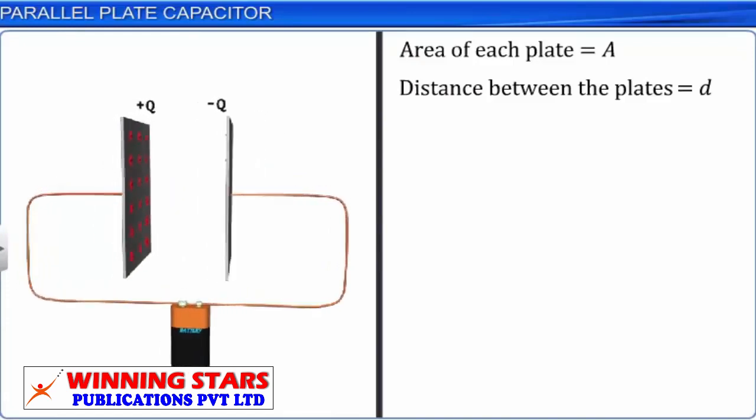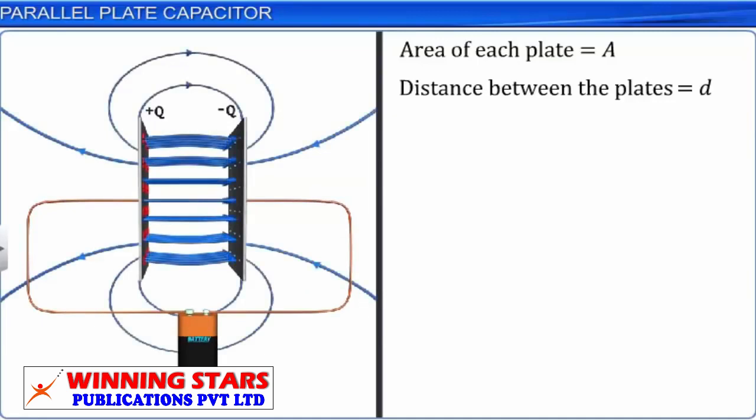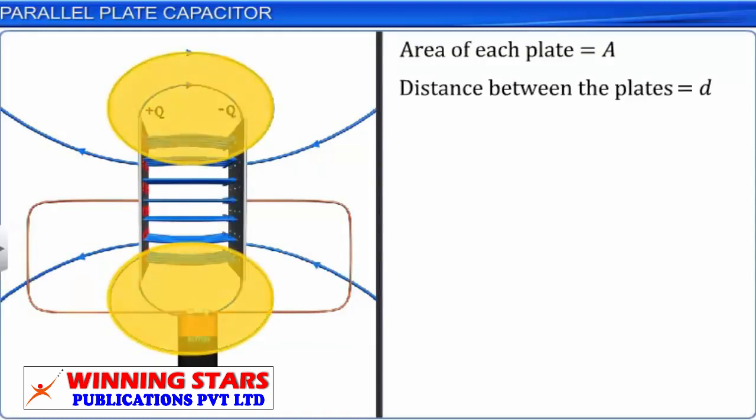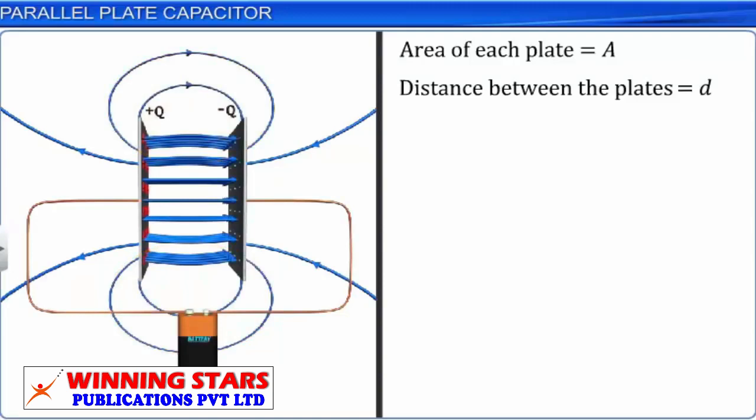Due to this, a uniform electric field is created between the plates of the capacitor. Towards the edges of the plates, we observe fringing in the electric field. That is, the field is non-uniform. We know that d is the distance between the plates. But if d squared is very small compared to the area A, the fringing effects can be neglected in the regions far from the edges of the plates.